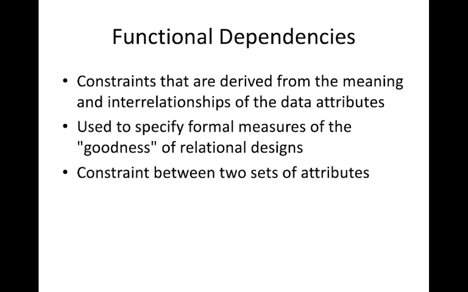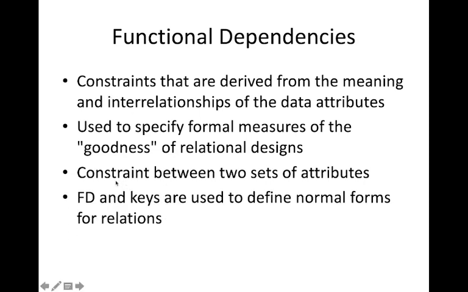Okay. So it is a constraint, a condition between two sets of attributes. It may be a constraint between two attributes also. It may not be sets of attributes. It may be a constraint between employee SSN and employee name, or employee SSN and employee phone number. Okay, it may be a combination of sets of attributes, or it may be between two attributes. So functional dependency and keys are used to define the normal forms for relations. We will see what this normal form is.